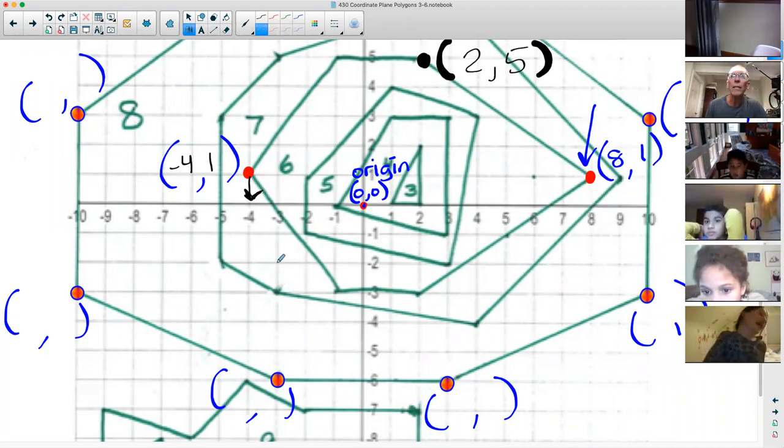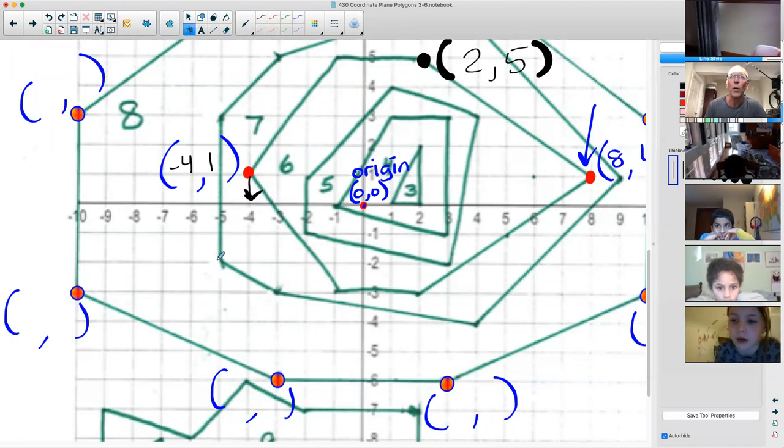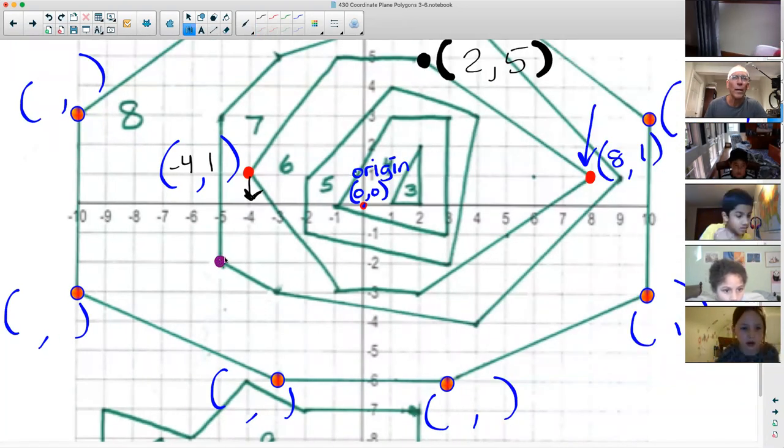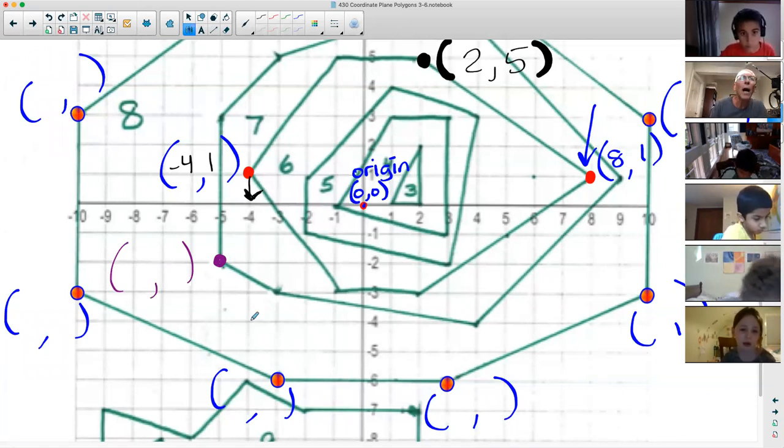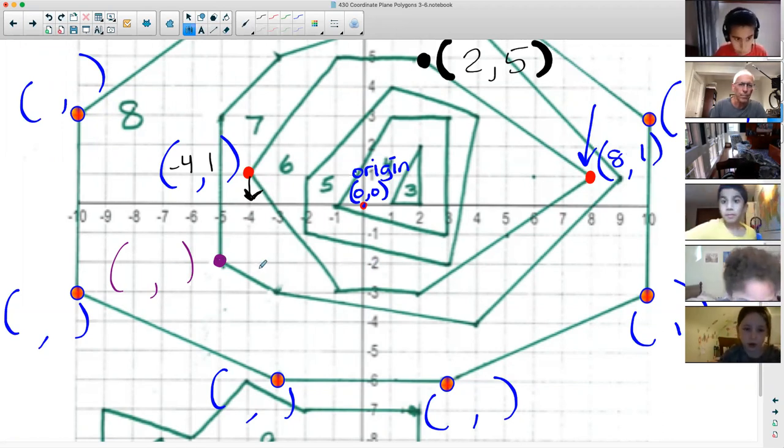So I want you guys now to find the point that I'm going to circle. I'm going to circle this next point in purple. Everybody look at the purple point. This is the hardest one you've done so far. It is not an easy point to find. And I want you guys to name that point, but really fast. Go to the horizontal axis, then the vertical. Make sure you send me the chat.